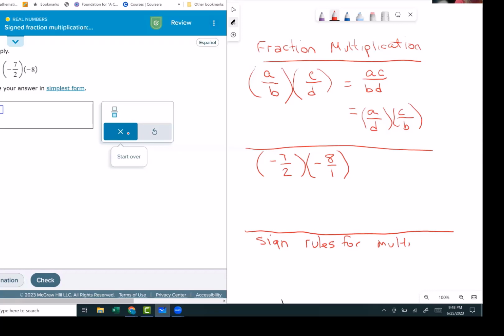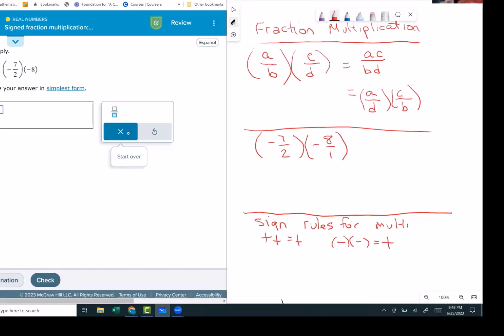When the signs are the same, a plus times a plus equals a plus, and a minus times a minus is also a plus. Most people don't really understand that, so I'll give you a really quick example.